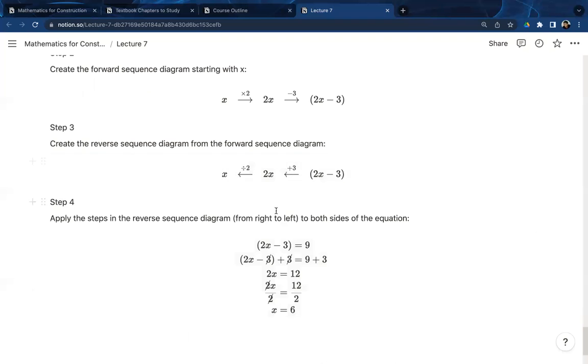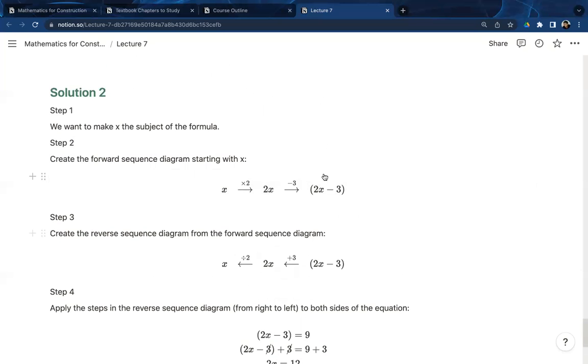So starting from the right, the first operation to do is plus 3. So I add 3 on both sides here. You see, I write the first equation in the first line. Second line, I add 3 to both sides. The 3's will cancel to give 2x, and I'll get 12. The next thing to do is divide by 2. So divide by 2, the 2's cancel, and I get x equals 6.